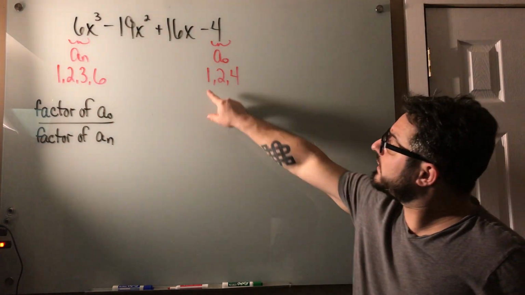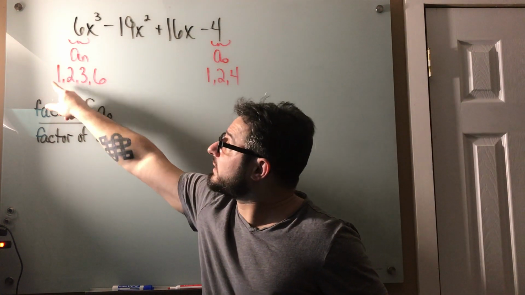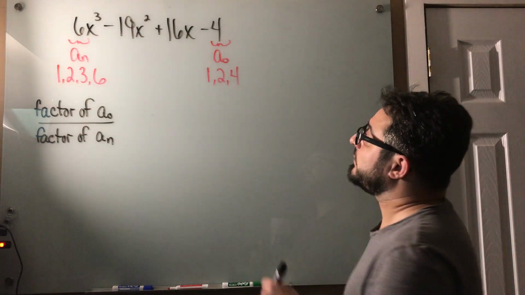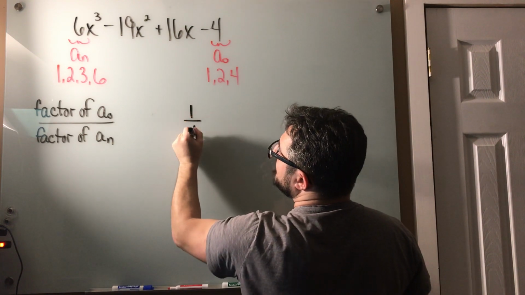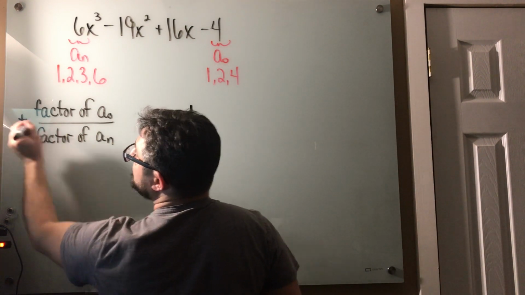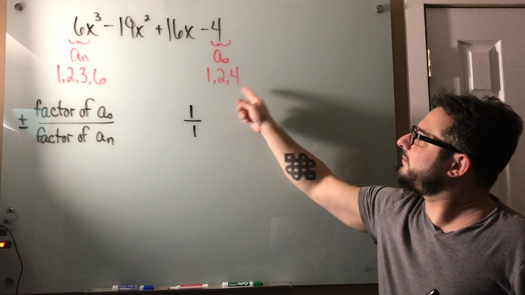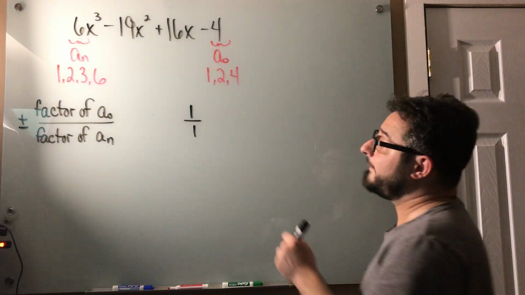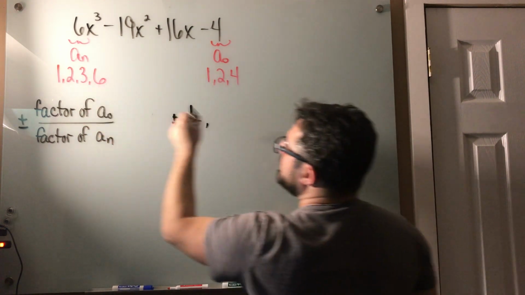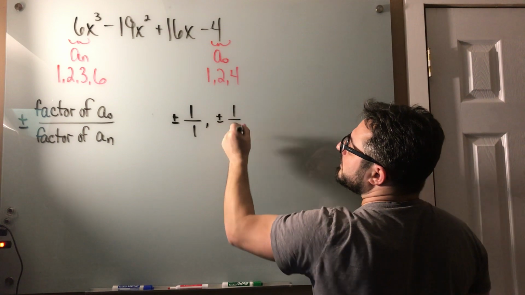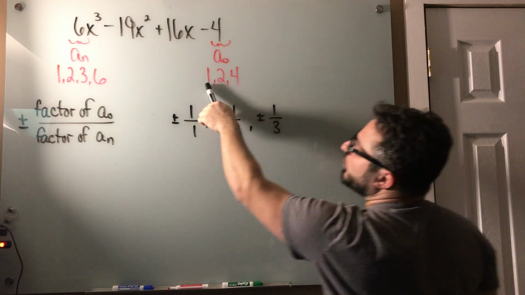What I'm going to do is just go through them one at a time. I'm going to take each factor from a sub 0 in the top and put it over each of these in turn. So what we could have is 1 over 1. And by the way, these factors can be either positive or negative. That's why I didn't include the negative up there, because we don't need to worry about positives and negatives here. That'll be covered by the rational zero test itself. 1 over 2, 1 over 3, and 1 over 6.